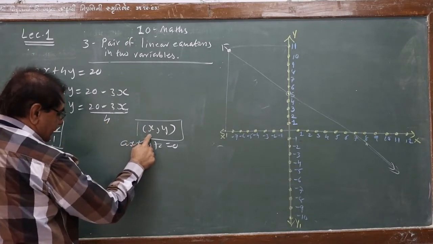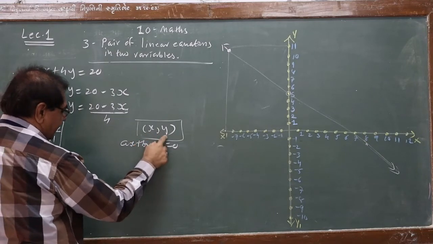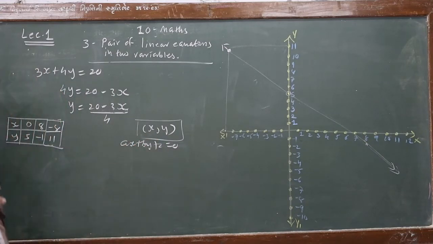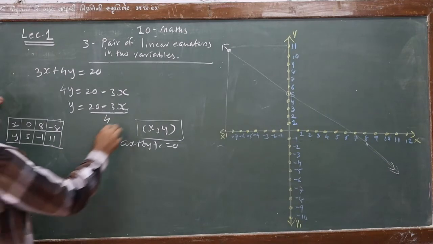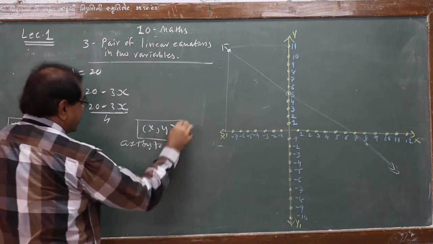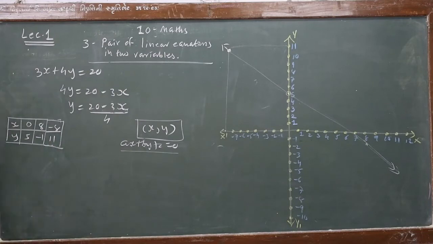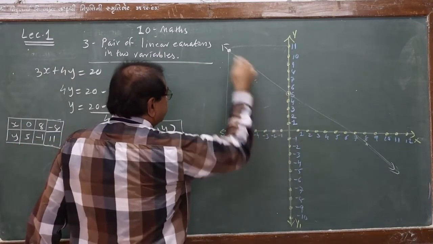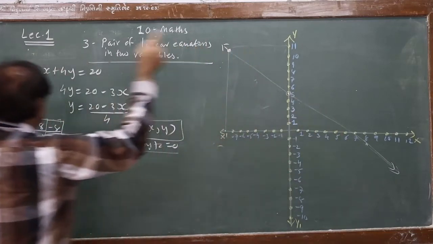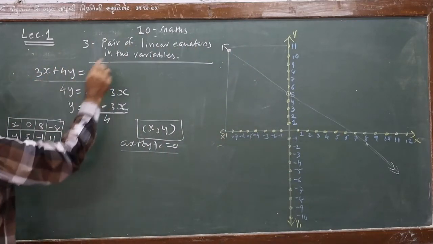every ordered pair x and y is known as a solution of this equation. So every solution x and y of the equation ax plus by plus c is equal to 0 corresponds to a unique point on the line which represents the given equation.